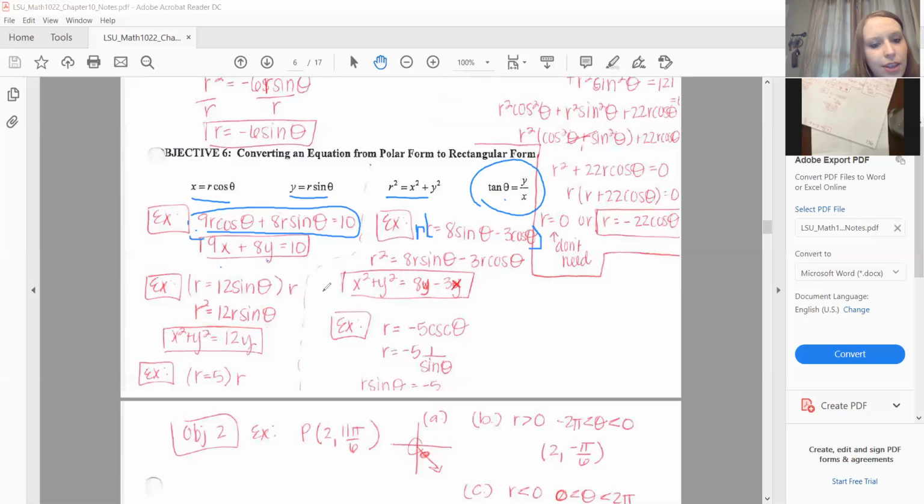Okay, here's another one. I don't have an r in there, so I have to multiply the whole thing by r. x squared plus y squared equals 12y. Okay, it cut these last two off.